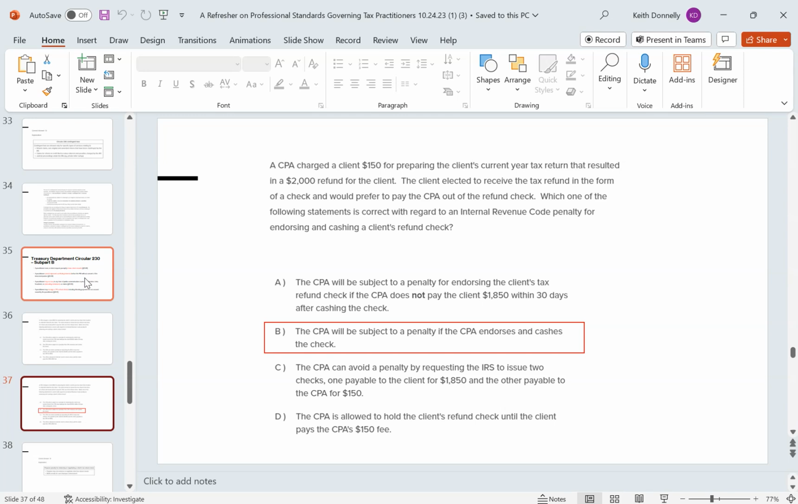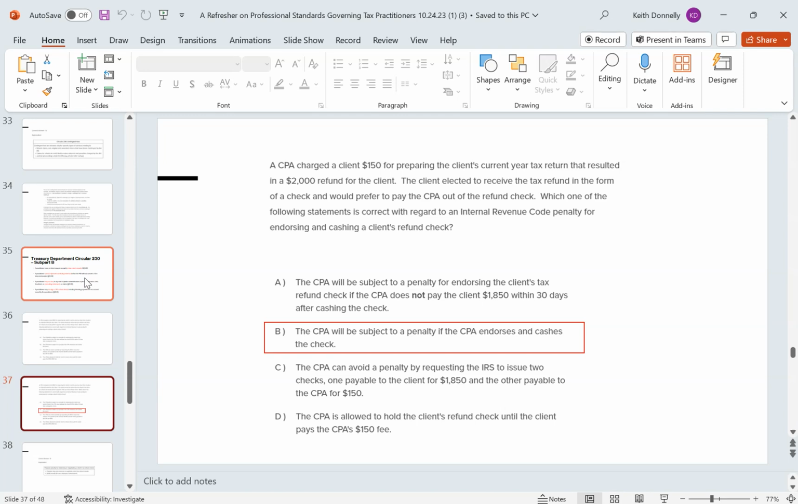If that check comes to you, you can't cash it. You can't sign it. That is essentially the client's property. Likewise, you can't hold that refund check hostage. So, hey client, you didn't pay me the $150, and I've got your refund, and I'm waving it in front of you until you pay me. No, you can't do that.